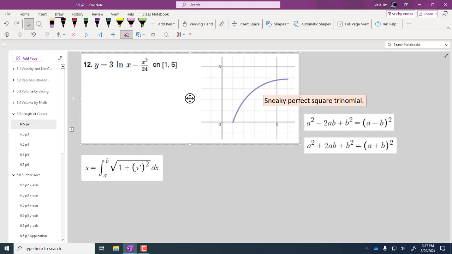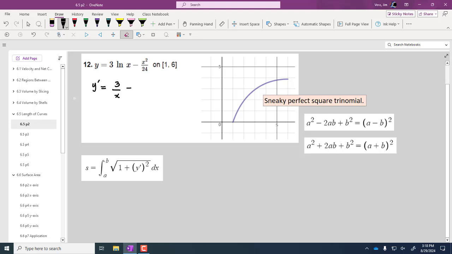All right, so here we've got this curve. We've got our function. We've got our arc length formula. We need the derivative of the function to put inside that square root. So let's do that first. We're going to come up here and differentiate before we do anything else. So we're going to have y prime equals 3. The derivative of natural log x is 1 over x.